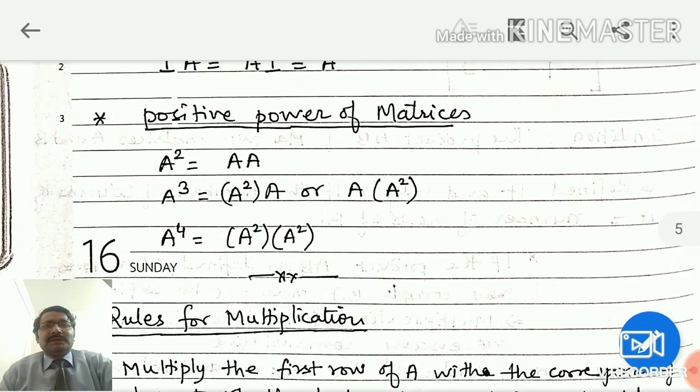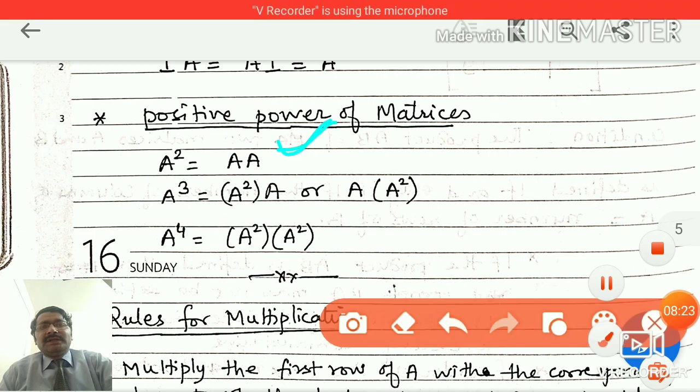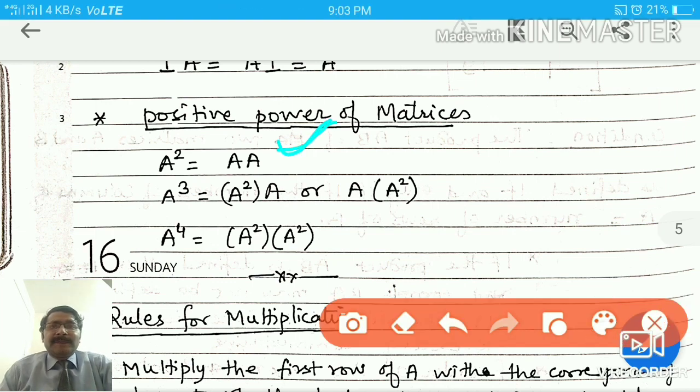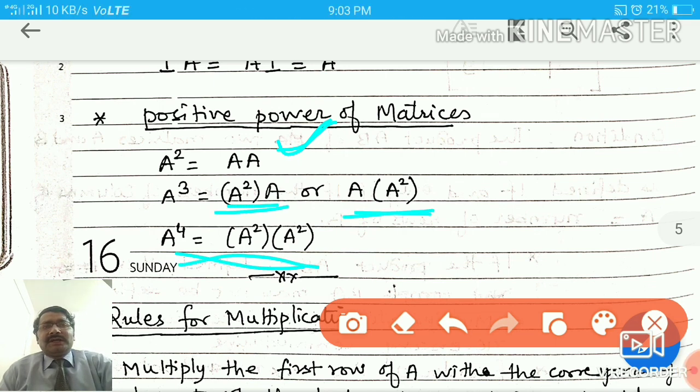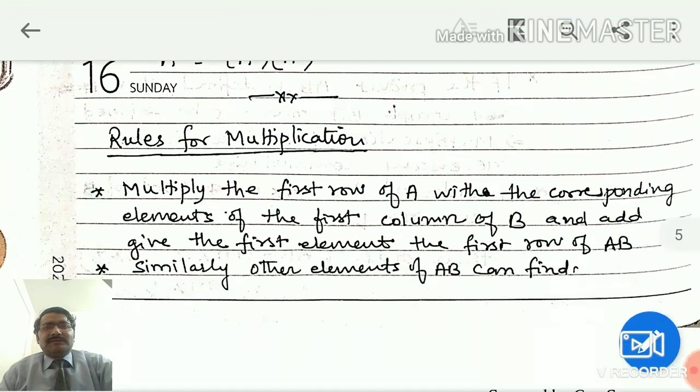Positive power of matrices: A square will be equal to A into A. A into A you will get A square. A cube will be A square into A. A4 you can find by A square into A square, two times you will multiply and you will get it.